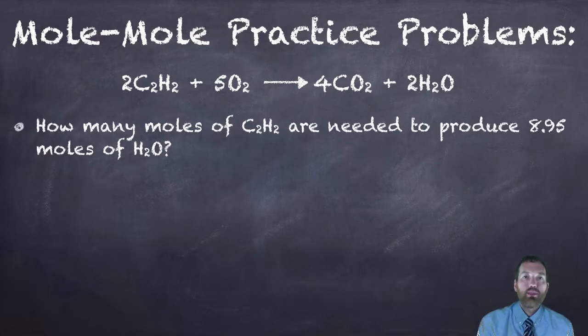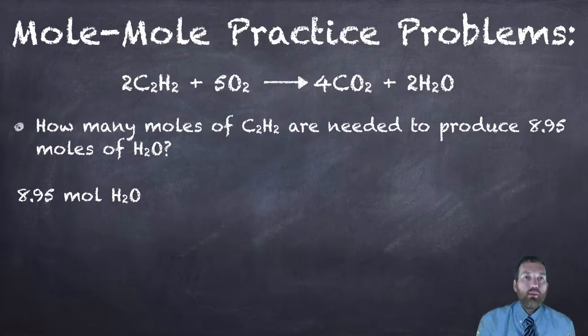Okay, let's do one more. How many moles of C2H2 are needed to produce 8.95 moles of H2O? So start with what they give you, set up your bracket, use the mole ratios that you see in the balanced chemical equation in front of you, and solve this one on your own. And when you're ready, I'll solve it.